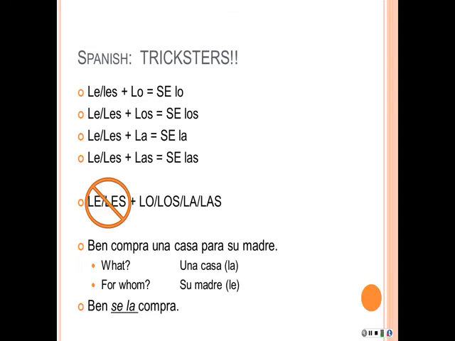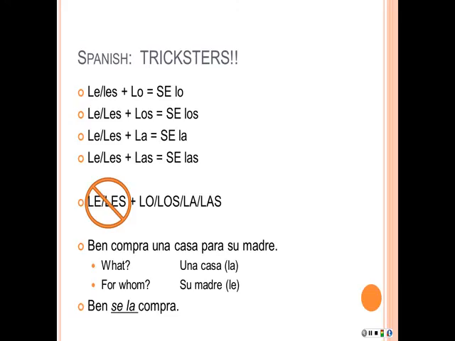Okay. Now, the thing with these double object pronouns is that Spanish can be tricky. When you have the direct object pronoun of lo or la, and you have the indirect object pronoun of le or les, because for gives it to him or her, gives it to them, instead of using le lo or les lo, they don't like the two L's in a row. I think two L's in a row is bad. So no two L's in a row.